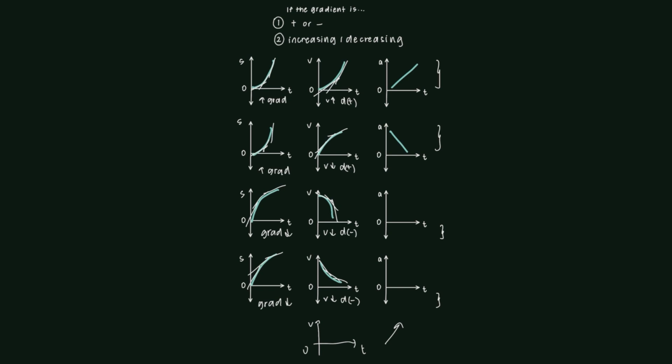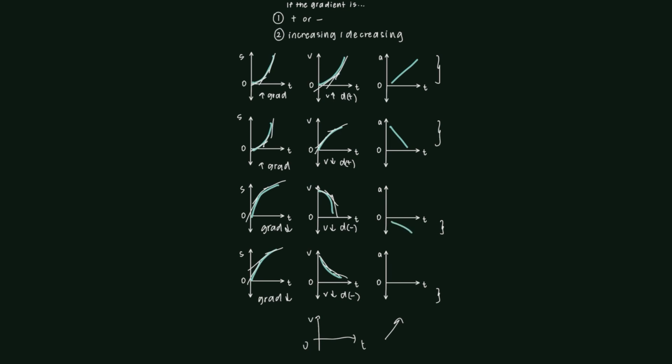You can tell that the velocity is decreasing because it is getting more and more negative. So the graph will look like this. And for this case, it is getting more and more positive. So it will look like this. And if you're wondering if the velocity time graph looks like this, the acceleration time graph will still look the same.